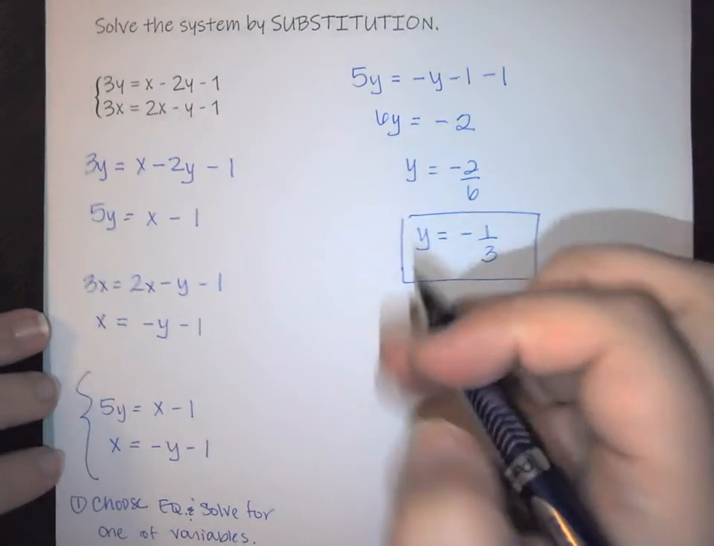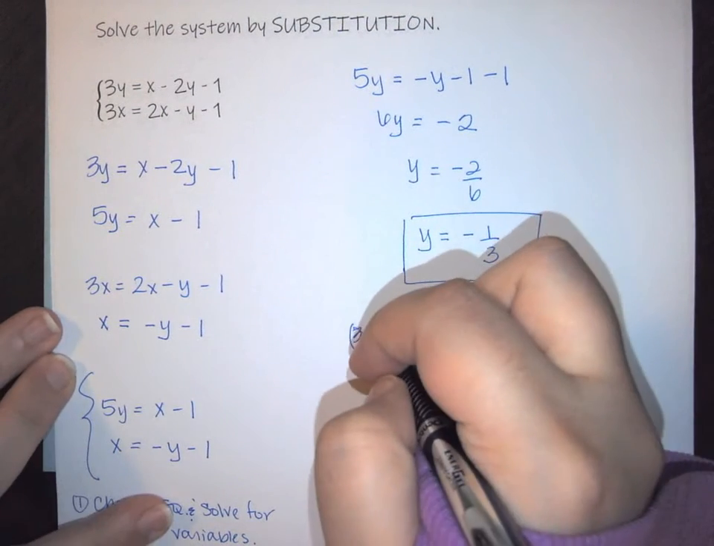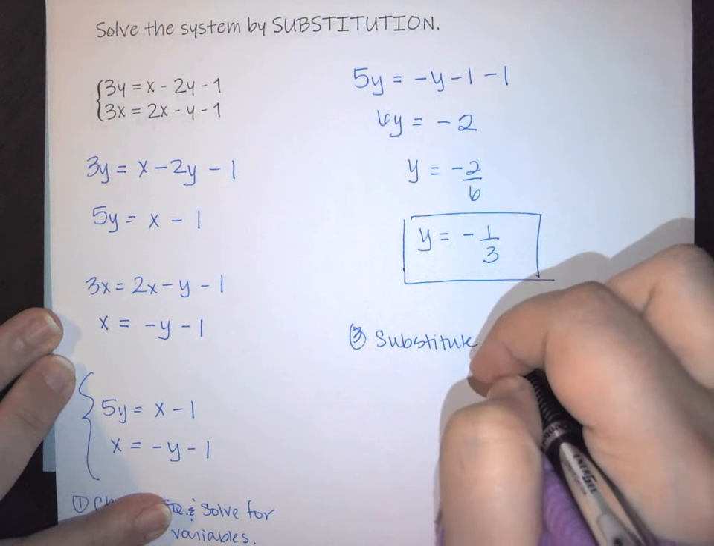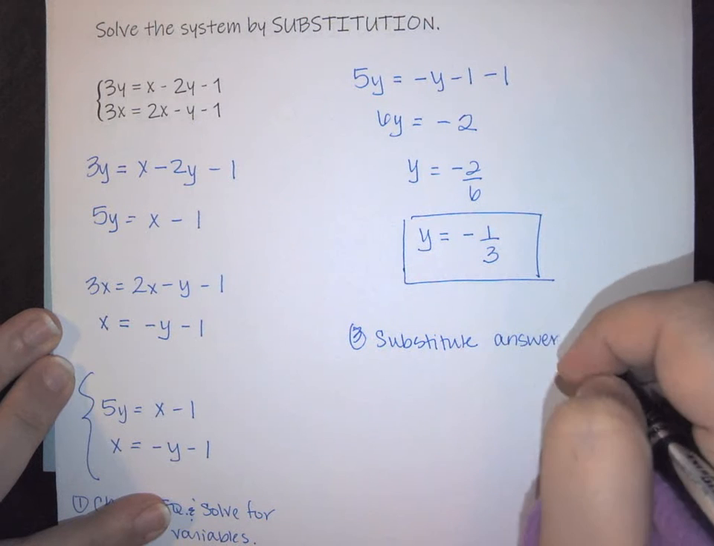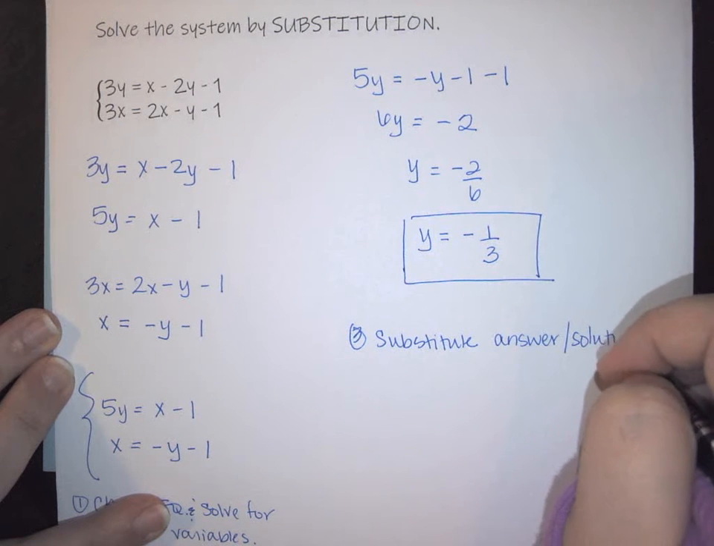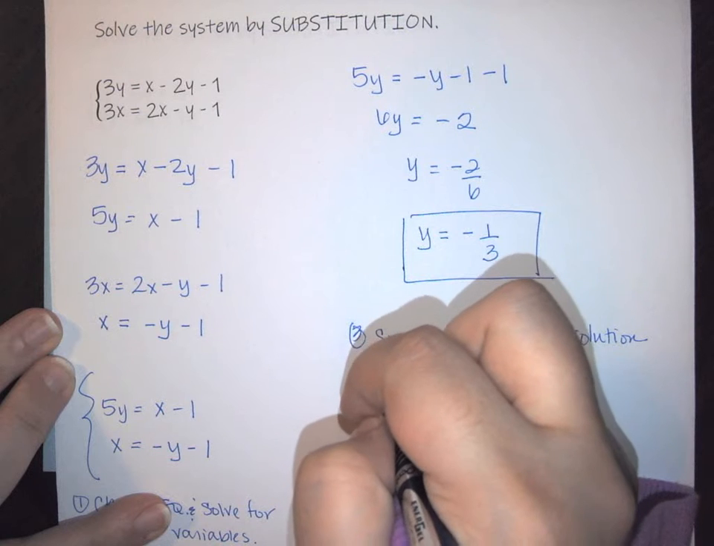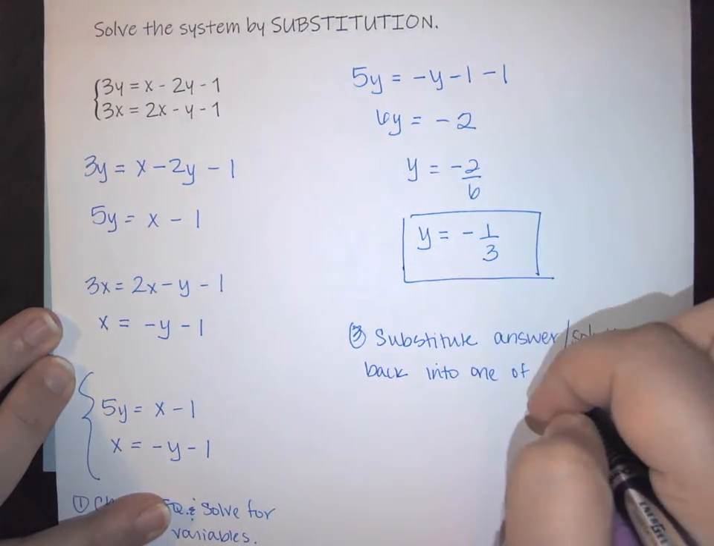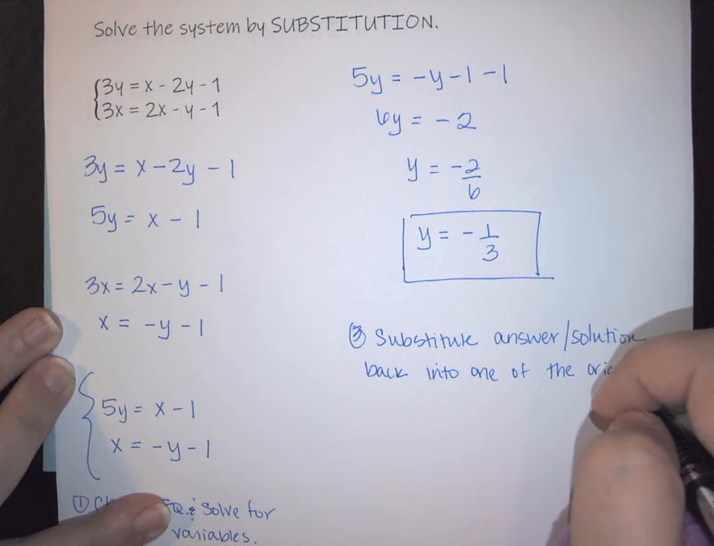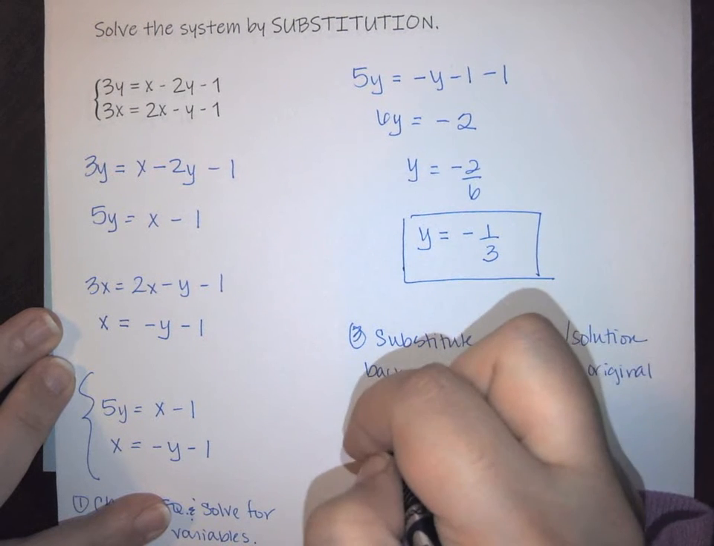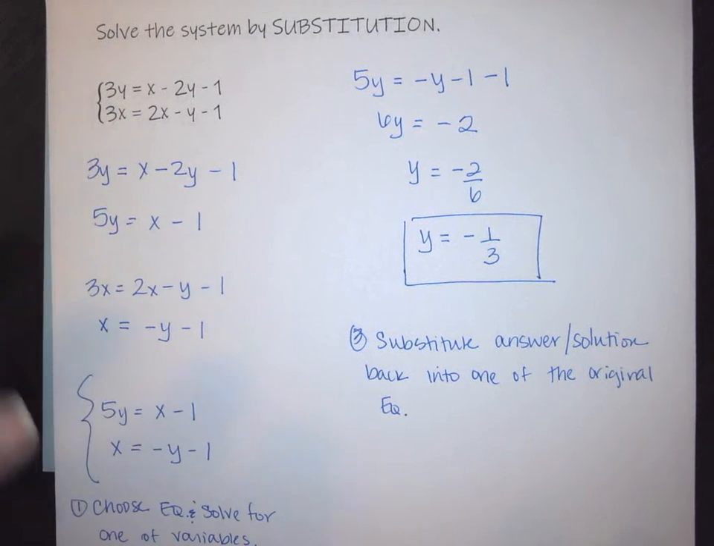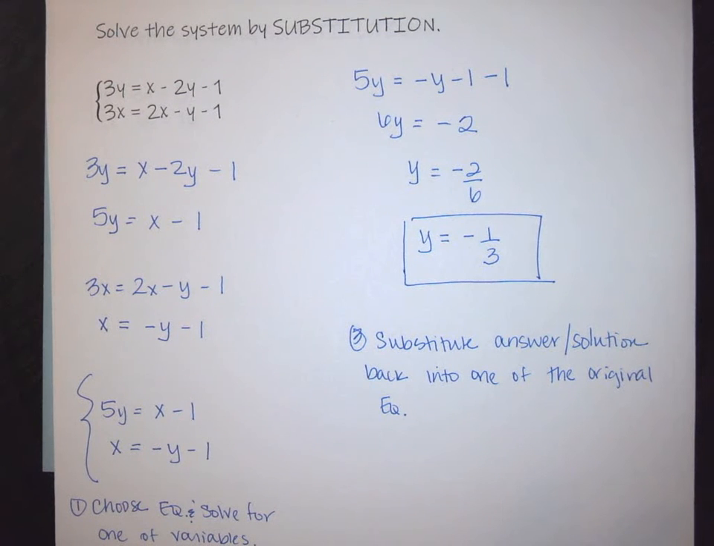Once I do that, your third step is that you need to substitute the answer, or solution, however you want to call it, back into one of the original equations. So we're going to come back up here because you always want to try and work with what you have not manipulated. So we're going to come back up and choose one of the equations.